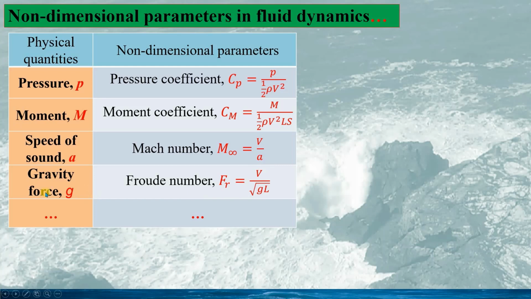And for the gravity force, this is very useful in wave structure interaction. And the corresponding non-dimensional number is the Froude number, Fr, given as this, and more. And in the future, in my talk, we will use all these non-dimensional parameters for fluid dynamics.